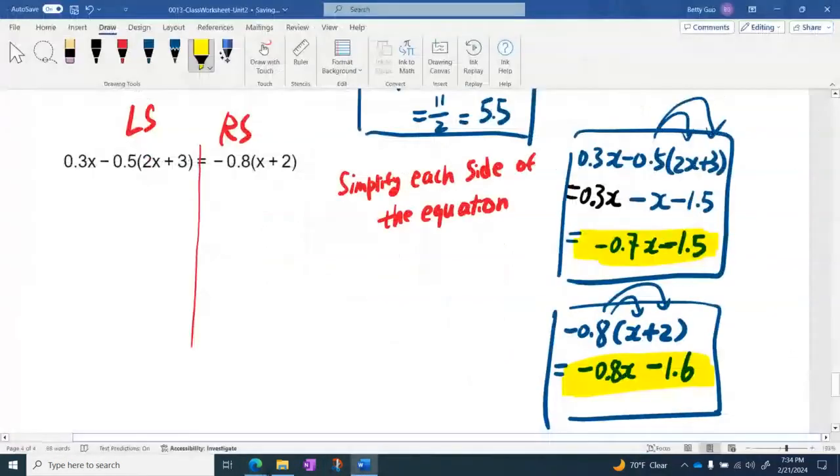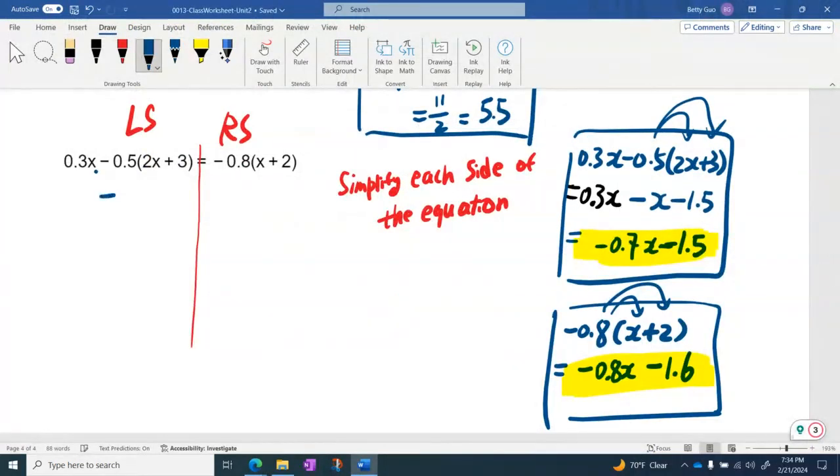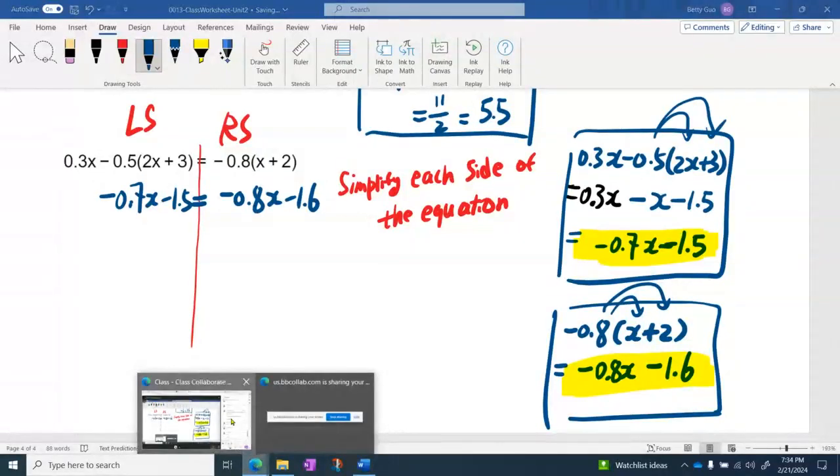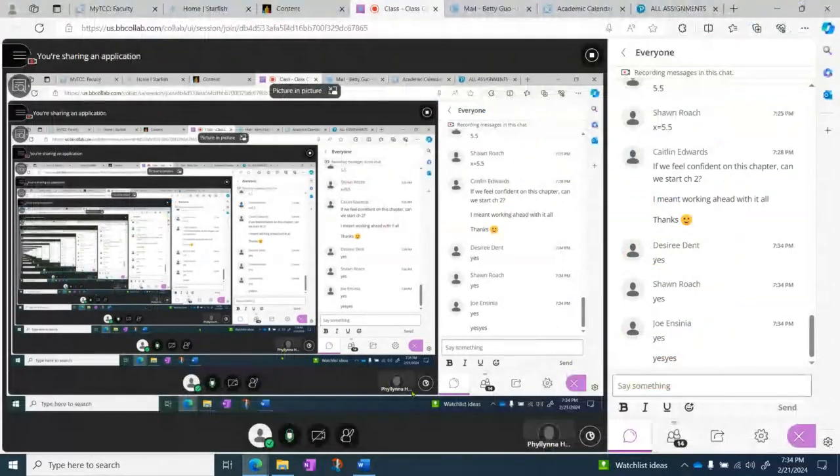So the left side of the equation now is negative 0.7x minus 1.5. In the middle we have the equal sign. On the right side we have negative 0.8x minus 1.6. Okay, awesome. Very good.